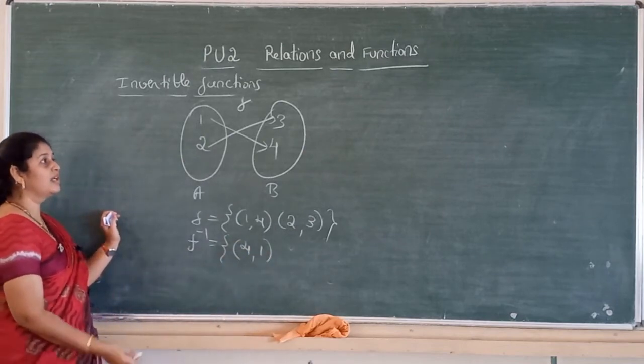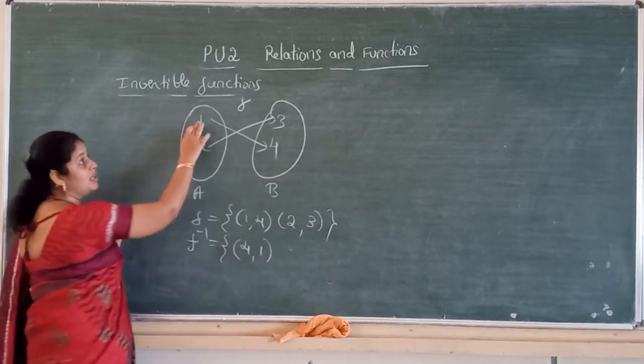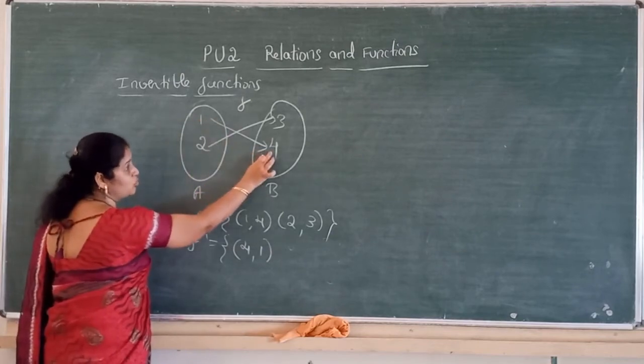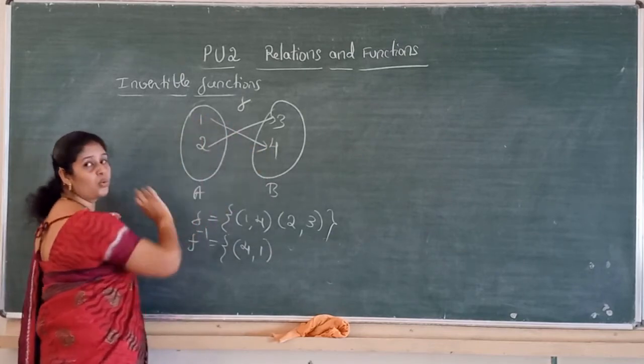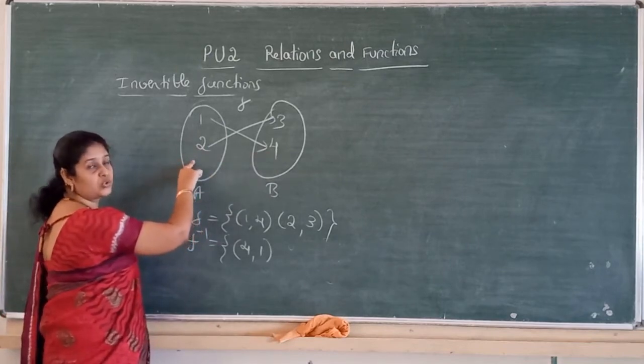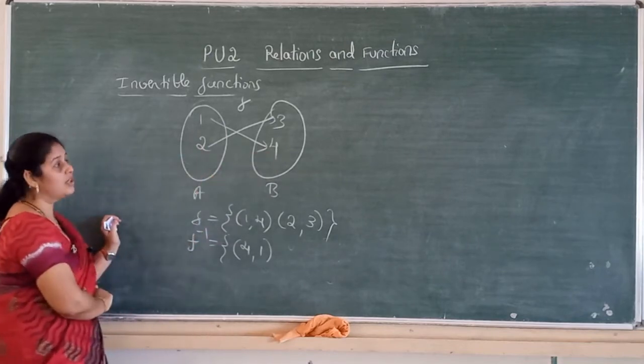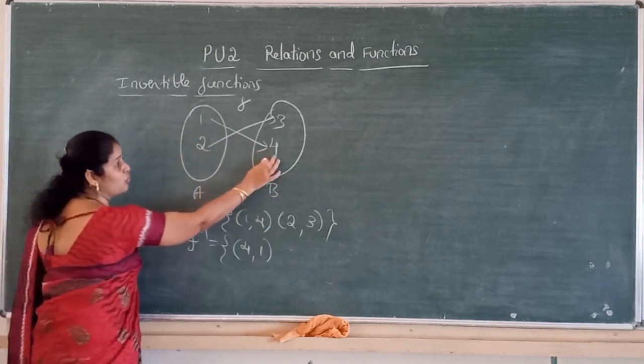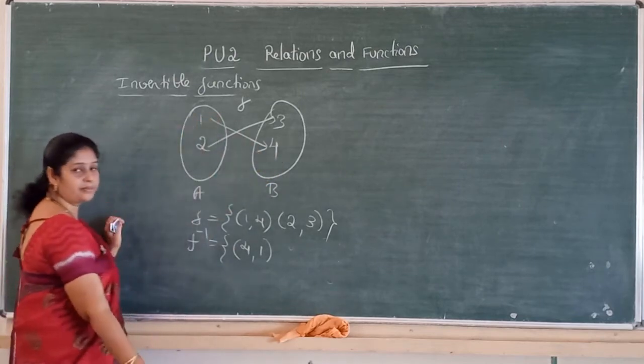4 goes to 1. So that is the inverse. Inverse means if function f is 1 to 4, the inverse is 4 to 1. So it is not like 4 goes to 2; that would be meaningless. Therefore, if 1 goes to 4, then 4 goes to 1.